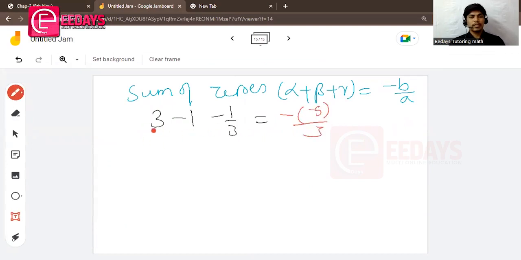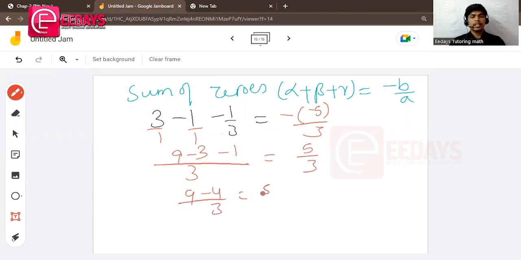Okay, let's verify. If nothing else, you can take LCM 3 here. 3 3s are 9, minus 3 minus 1 is equal to minus into minus, plus 5 by 3. So 9 minus 3 minus 1, you'll get 4, 9 minus 4 by 3. So finally you got 5 by 3 is equal to 5 by 3. So you have to verify LHS, RHS like this. Alpha, beta, gamma already you know, and a, b, c already you know, so you just substitute in the formula.